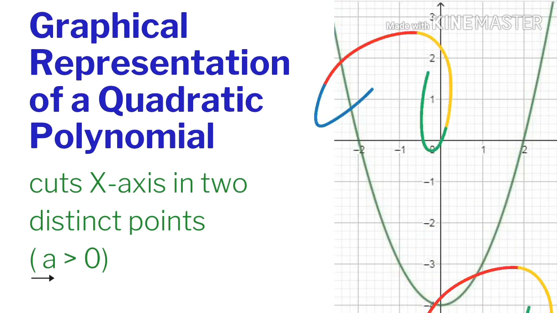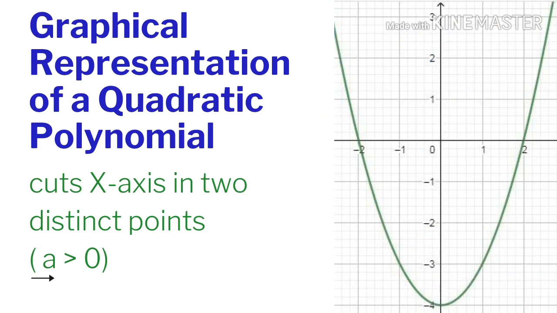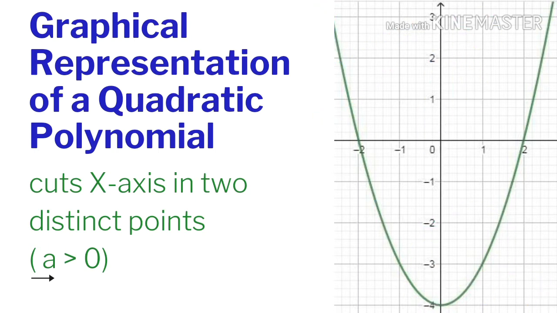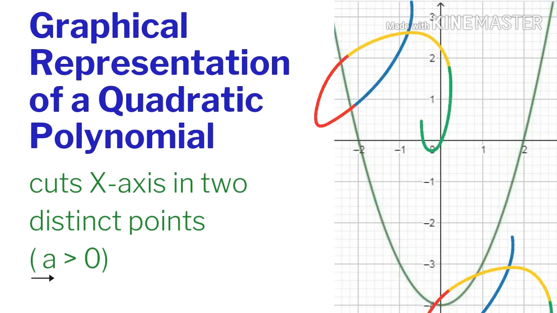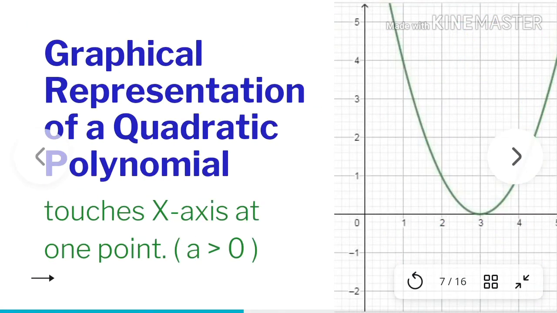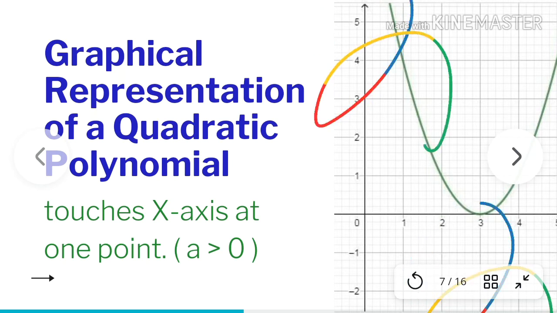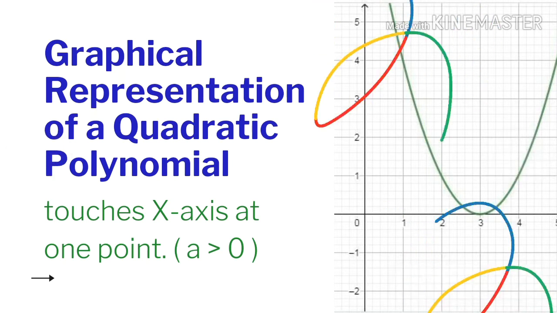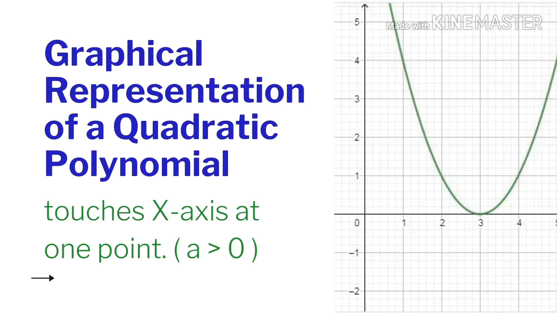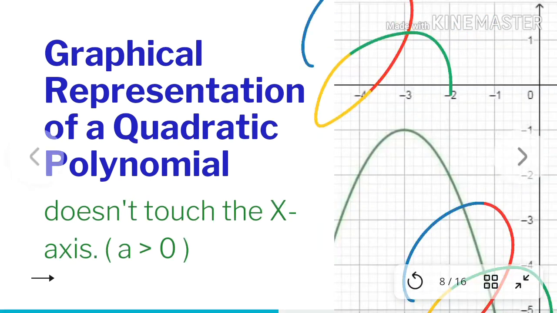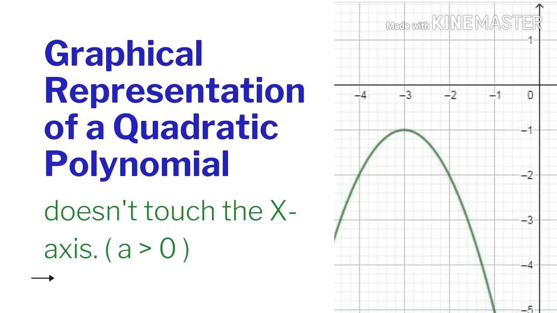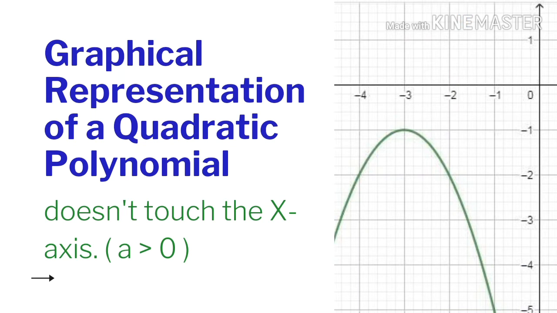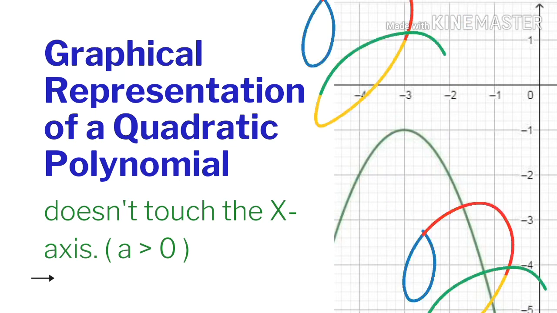It cuts the x-axis at 0, 1 or 2 points. This is the graph of the polynomial which cuts the x-axis in two distinct points. There are other cases as well of the graph of a quadratic polynomial which touches the x-axis at exactly one point, considering the same a is greater than 0. And the last case is the graph of the quadratic polynomial that doesn't touch the x-axis, considering a is less than 0.